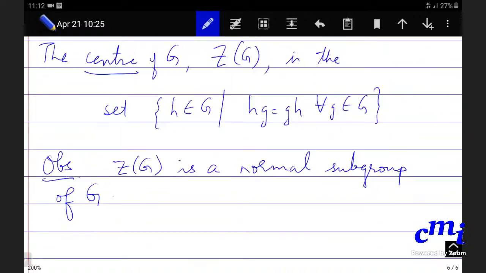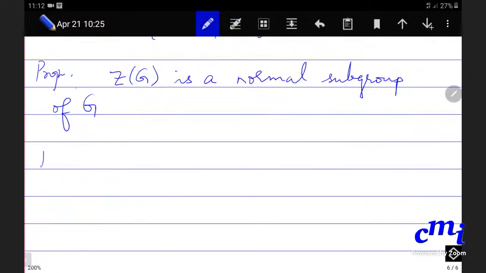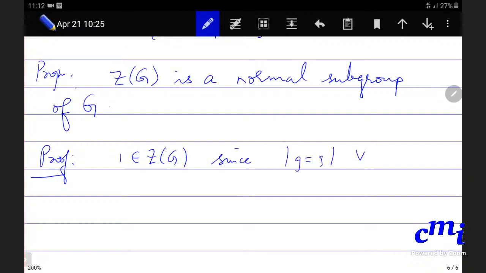Let us call it a proposition. Since I call it a normal subgroup, it deserves to be called a proposition. Proof. 1 is inside Z(G), since 1 times g is g times 1 for all g inside G.